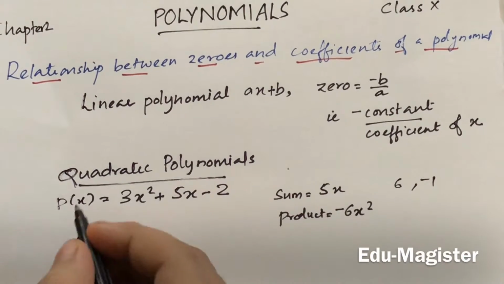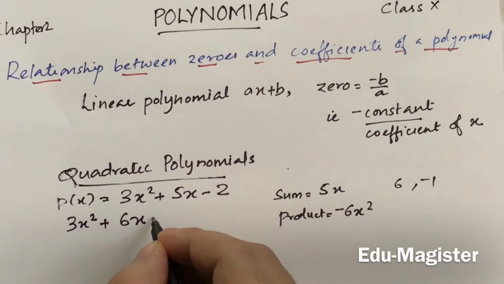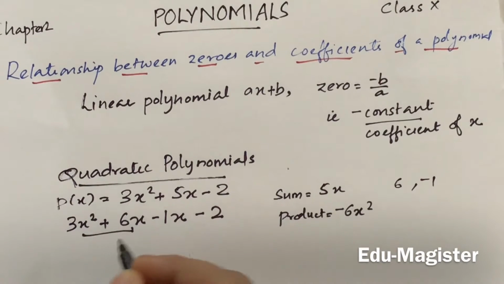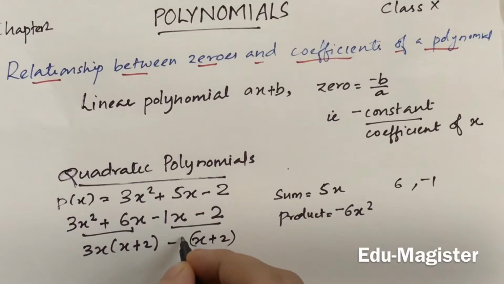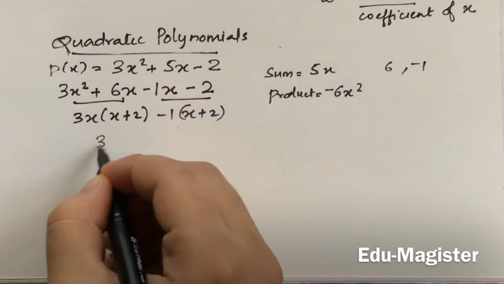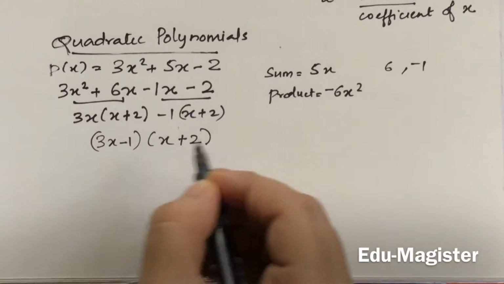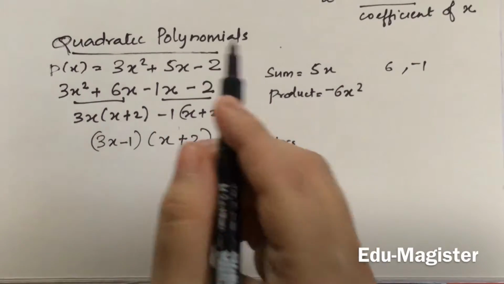So we can write this as 3x square plus 6x minus 1x minus 2. Taking the common terms out from this, you get 3x into x plus 2, and taking x plus 2 common from this, you get minus 1. Right? Now you can write this as 3x minus 1 into x plus 2. These two are the factors of the given quadratic polynomial.